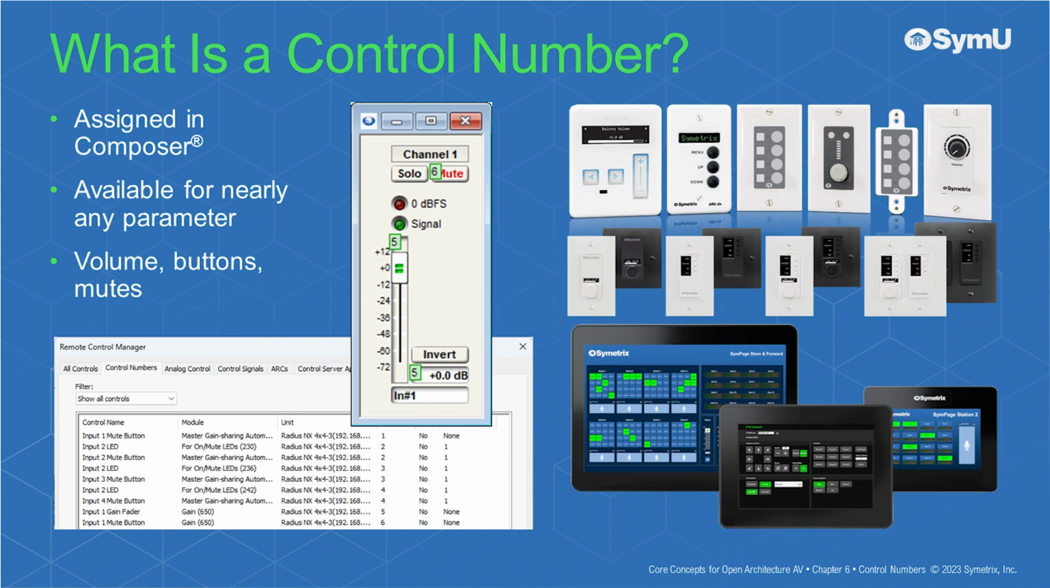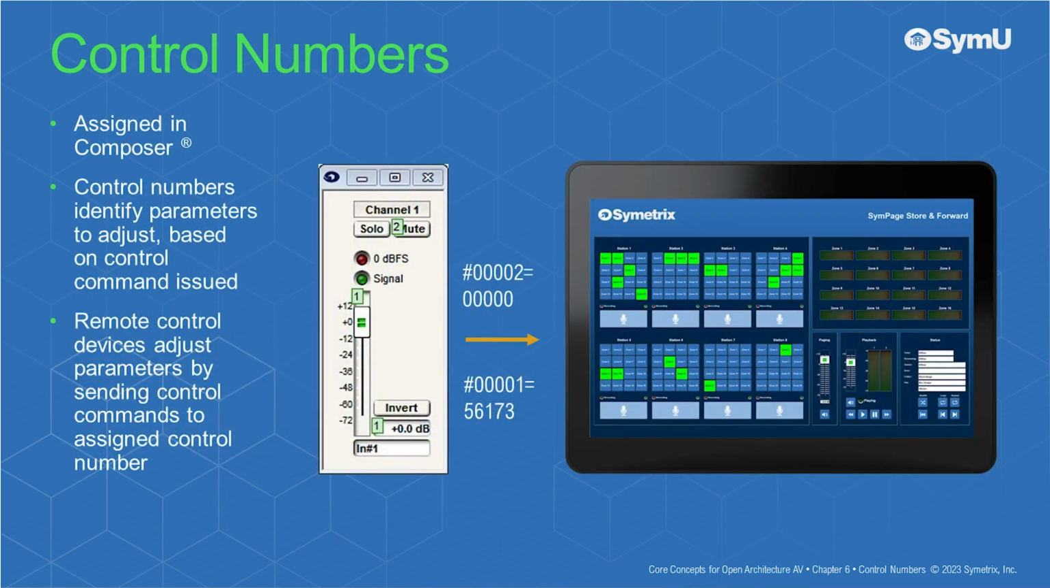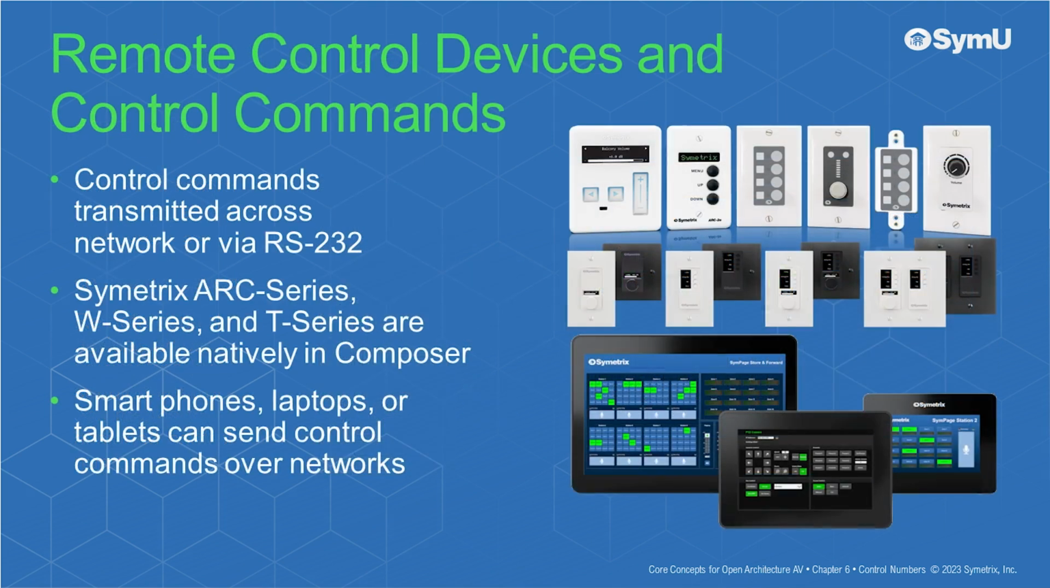Control numbers are a very important concept when using the open architecture DSPs in the Composer series. Please use the video controls to navigate this chapter and take as much time as you need. Nearly any parameter such as volume and buttons, but even LEDs and meters, within Composer can be assigned a control number. Composer uses control numbers to identify which parameter to adjust, based on the control command issued by the remote control device. Any device, such as a smartphone, laptop, or iPad that has the ability to send control commands across a network or via RS-232 may be used as a remote control.